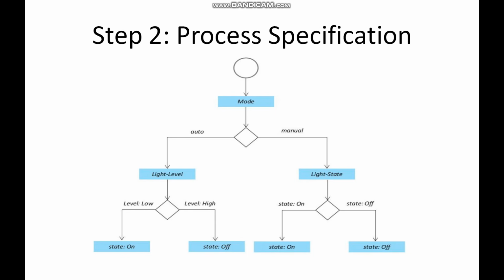Step number two is process specification, which is, I told you about the flow. So here we already have decided on two modes, auto or manual. If it is auto, you want to measure the level of light in the room. If it is already bright, then you switch it off. If it is dark, then you switch it on. But here you measure the light state, switch state. What do you want, on or off? If you want it to be on, you press the switch on. If you want it to be off, then you press the switch off.